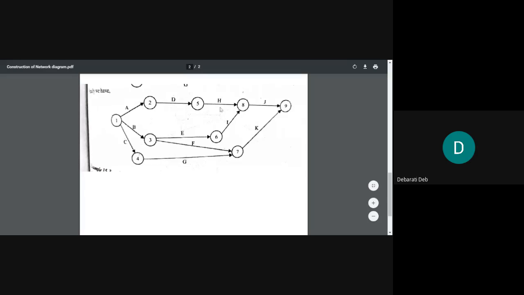So keep on drawing straight away. Until and unless you're getting some other information, keep on drawing straight away. So draw H from D. Draw H from the event where D has ended.